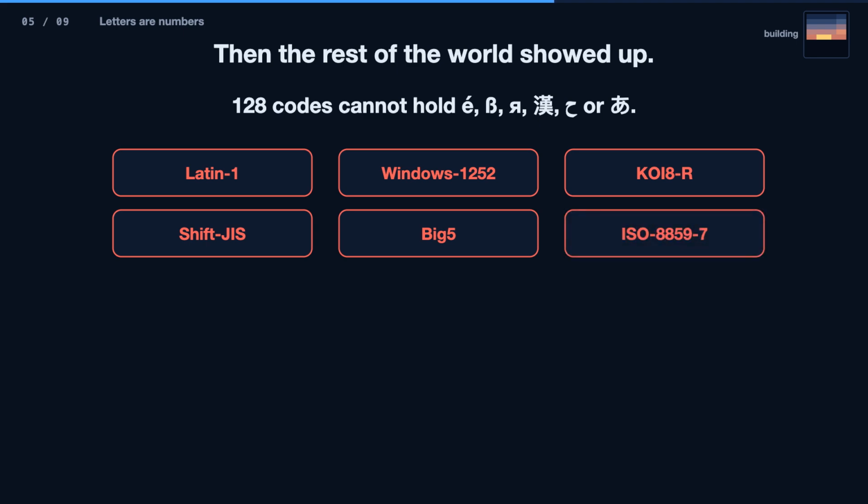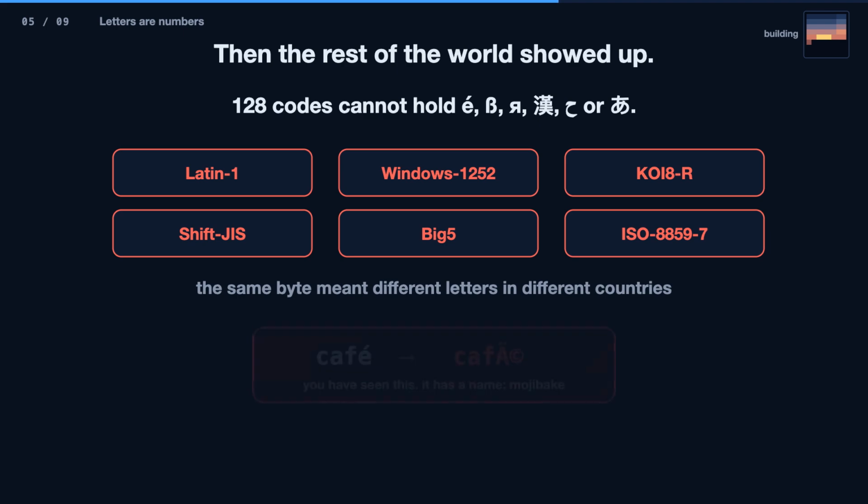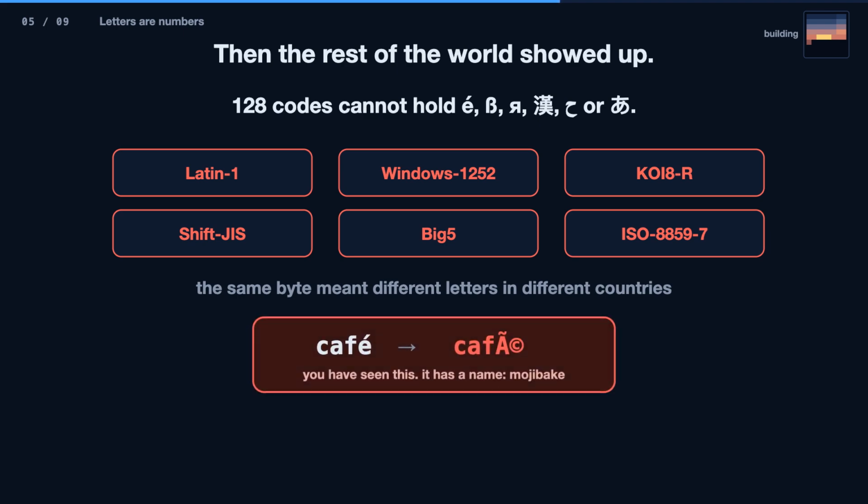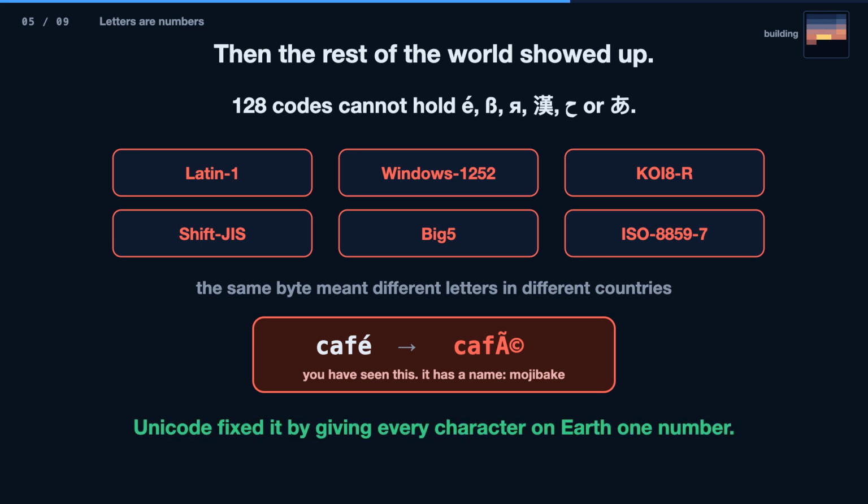The digits are deliberate too. Character 0 is 48, so subtracting 48 turns a digit character into its value. And codes 0 to 31 are not letters at all. 10 is a new line, 9 is a tab, and 7 used to physically ring a bell on a teletype.